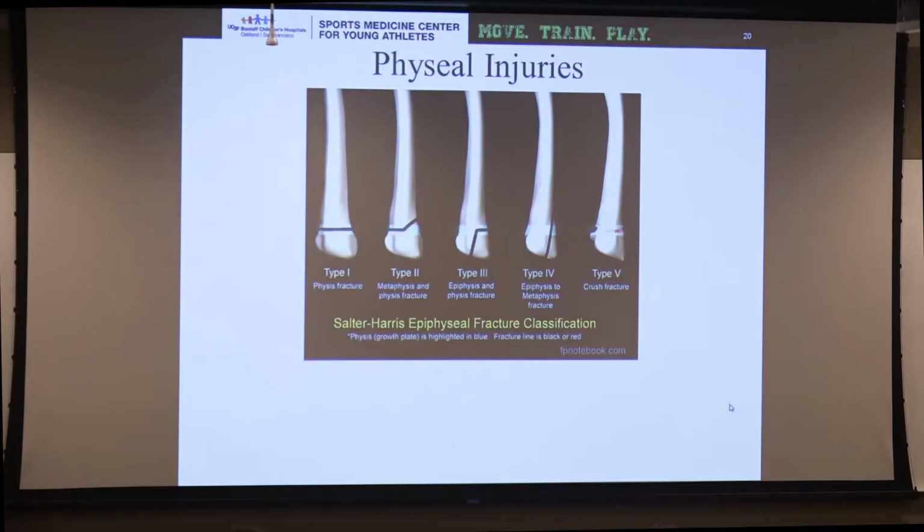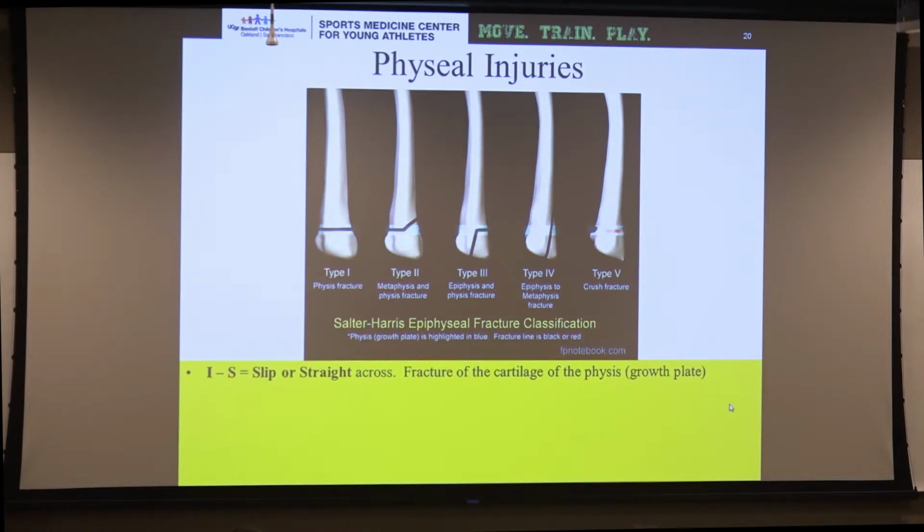So physeal injuries are different. Physeal injuries are within long bones, and they help with growth. And this is one thing that I don't know if I made up, but probably some other brilliant person thought of this beforehand. This is how I remember the Salter-Harris fracture classifications.